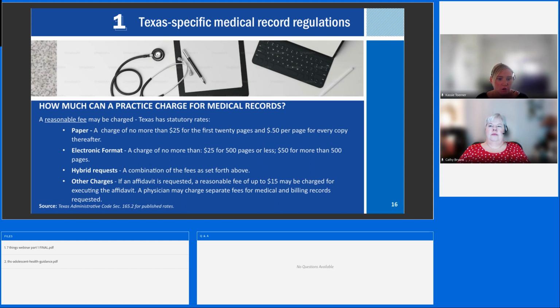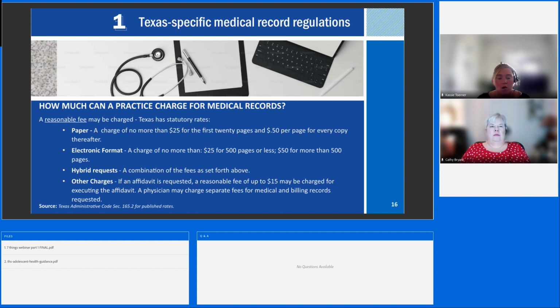If you're going to be releasing to a third party in the state of Texas, this is the basic outline of the fees that you can charge. Paper: a charge of no more than $25 for the first 25 pages and 50 cents per page for every copy thereafter. Electronic: a charge of no more than $25 for 500 pages or less, $50 for 500 pages or more. Hybrid situations: a combination of the fees as set forth in the paper and electronic formats. Other charges: if it's an affidavit request, a reasonable fee of $15 may be charged. A physician may charge separate fees for medical and billing records requested. And this is published in the Texas Administrative Code, which we've highlighted there for you.